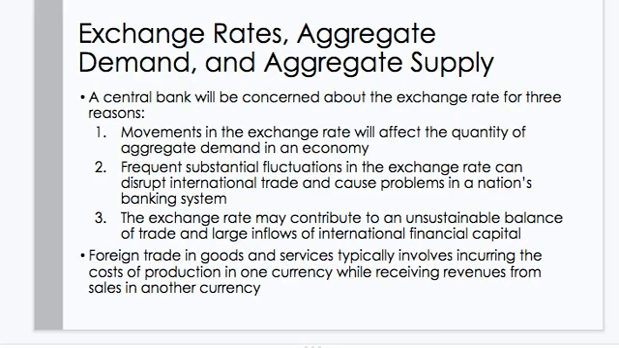Exchange rates, aggregate demand, and aggregate supply. A central bank will be concerned about the exchange rate for three reasons. 1. Movements in the exchange rate will affect the quantity of aggregate demand in an economy. It's coming from the difference between exports and imports. 2. Frequent substantial fluctuations in the exchange rate can disrupt international trade and cause problems in a nation's banking system. 3. The exchange rate may contribute to an unsustainable balance of trade and large inflows of international financial capital.